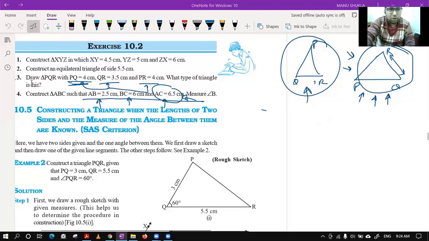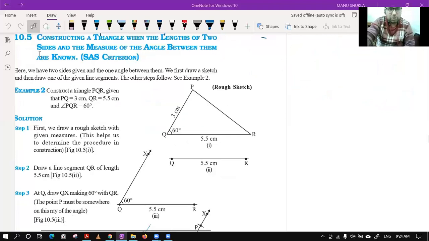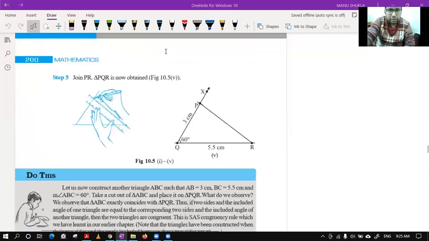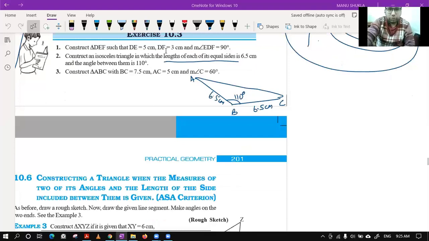Okay. Now, draw a triangle. Okay, this is done. Now we have to start with a new one: constructing a triangle when the lengths of two sides and the measure of the angle between them are known. That is the side-angle-side criteria we have to try. So let's see how it is done. Let's see an example, a question of 10.3 only.